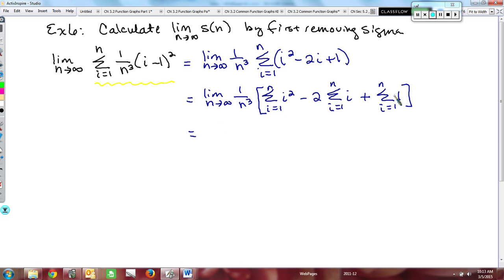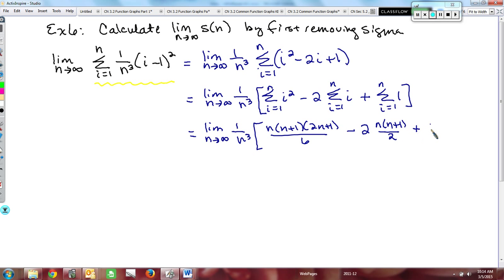And then we're going to use our closed formulas. Again, I'm still bringing this limit down with me, bringing my 1 over n cubed. The sum of i squared is going to be, don't forget your parentheses, n times (n plus 1) times (2n plus 1) over 6, minus 2 times n times (n plus 1) all over 2, plus my constant times n. So I get myself to there. We've removed the sigma. Now we have algebra.